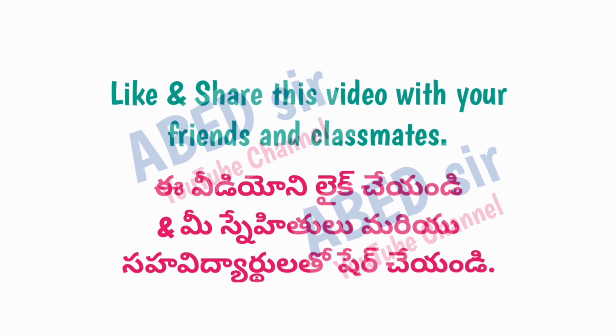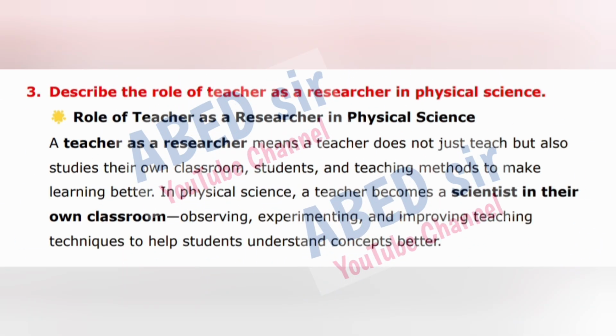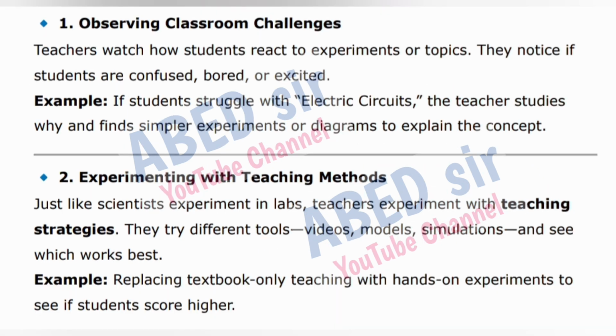Next important long question is: 3. Describe the role of teacher as a researcher in physical science. Role of teacher as a researcher in physical science. A teacher as a researcher means a teacher does not just teach but also studies their own classroom, students, and teaching methods to make learning better. In physical science, a teacher becomes a scientist in their own classroom, observing, experimenting, and improving teaching techniques to help students understand concepts better.